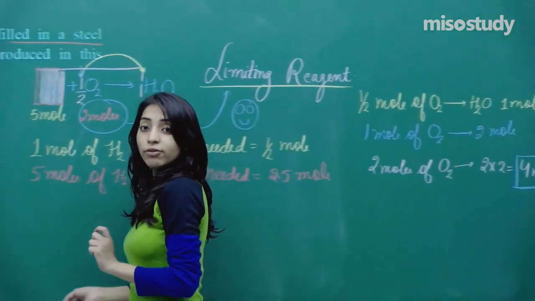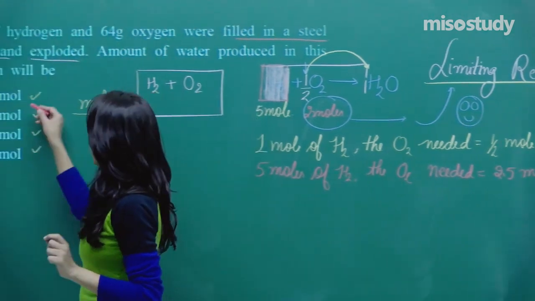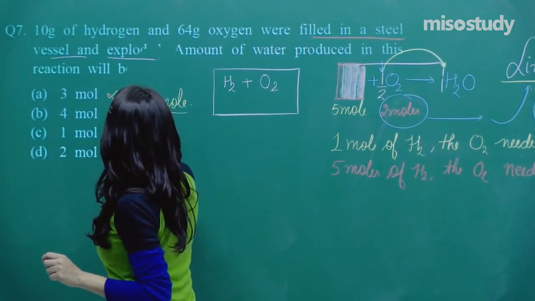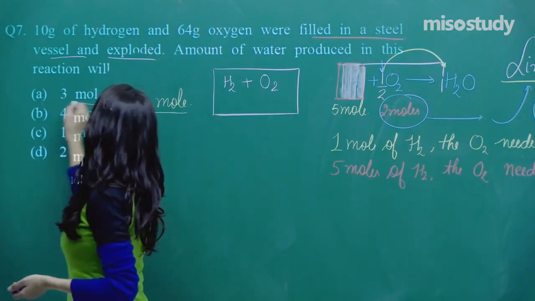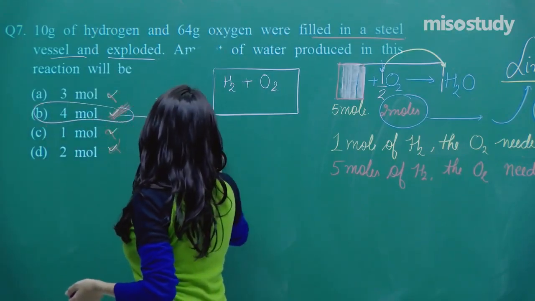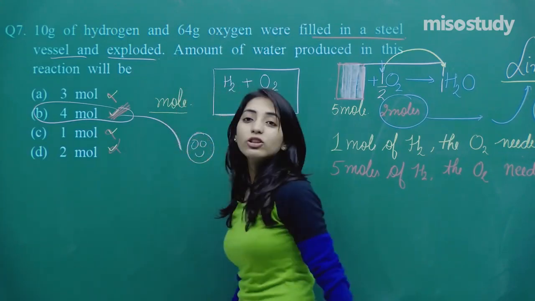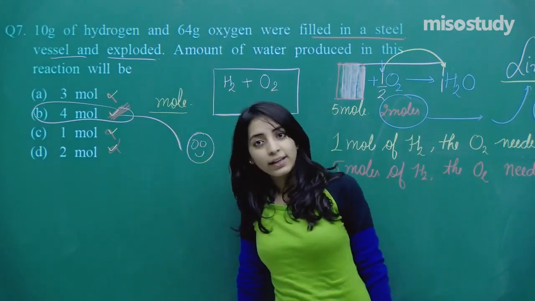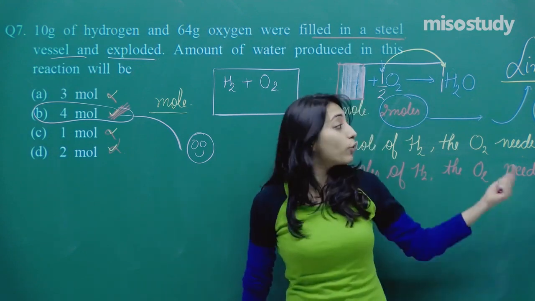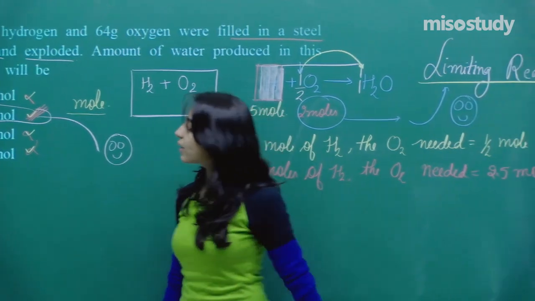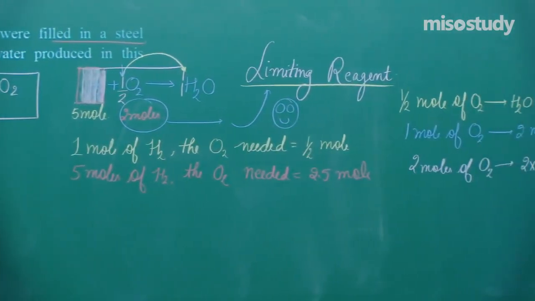Let us see if we have any option. 3, no. 4, yes. No, no. That means we finally got option number B as the correct option for question number 7. Okay. Now we are left with just 3 questions. Question number 8, 9, 10. Quickly note down all these things so that I can move on to question number 8 for you people.